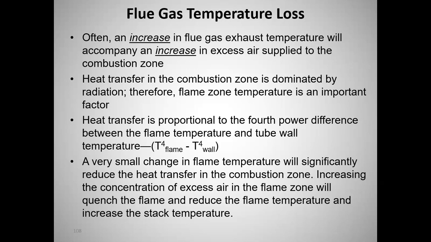So the flame zone temperature is an important factor. Heat transfer is proportional to the fourth power difference between the flame temperature and the tube wall temperature. So a very small change in flame temperature will significantly reduce the heat transfer in the combustion zone. If I put in this larger amount of air, I quench that flame temperature. I cool down the fireball a little bit, and that really knocks that T to the fourth temperature difference down. I transfer less heat by radiation. The convection can't make up for it, so that energy stays in the gases and goes up the stack. So you see an increase in flue gas temperature.